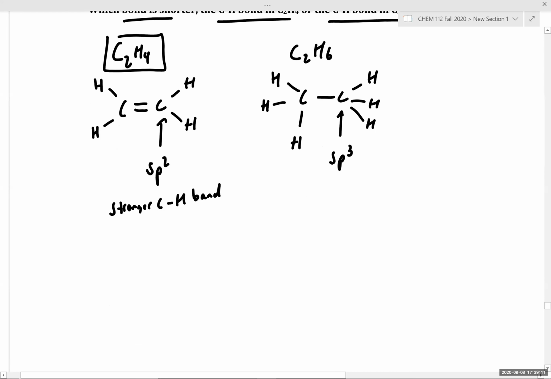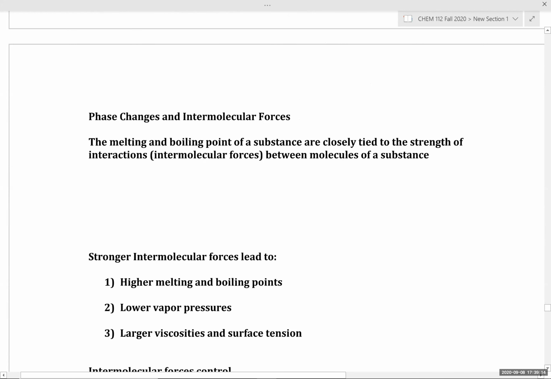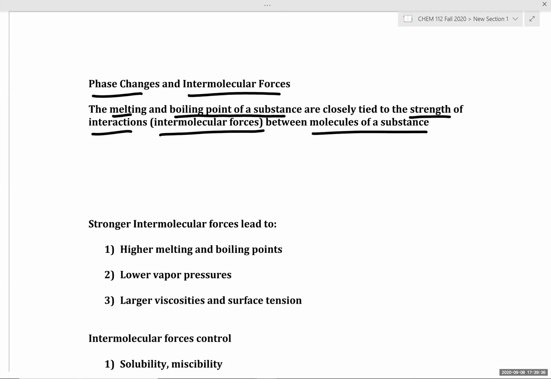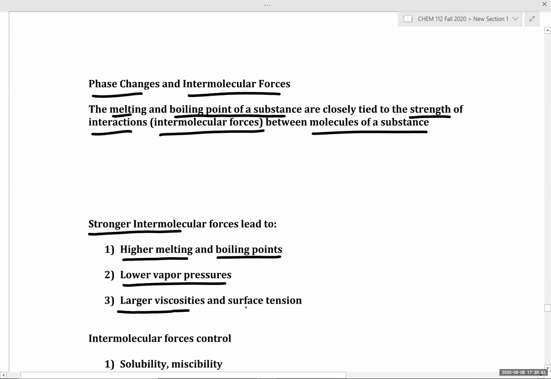Okay, so let's continue on now, and let's talk about phase changes and intermolecular forces. So the melting point and boiling point of a substance are closely tied to the strength of the interactions, intermolecular forces, between molecules of a substance. So stronger intermolecular forces lead to higher melting and boiling points, lower vapor pressures, and larger viscosities and surface tension.